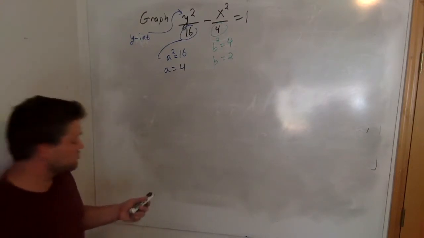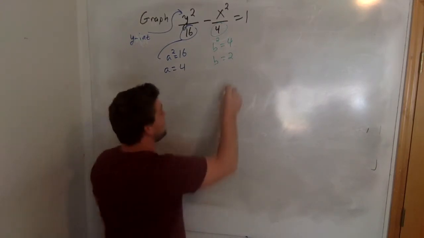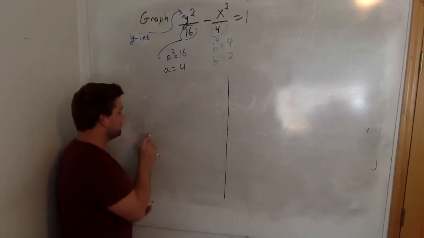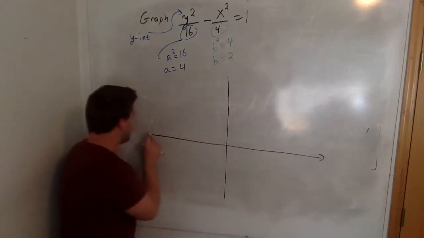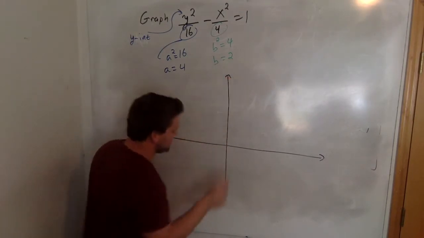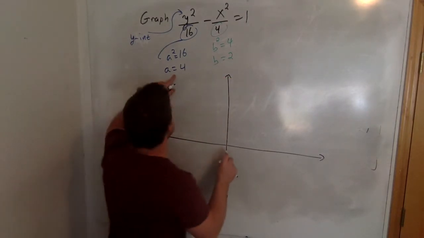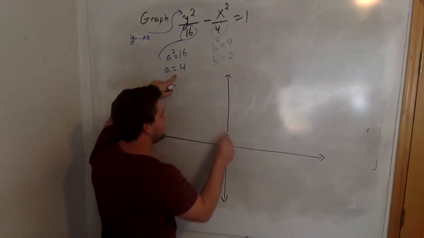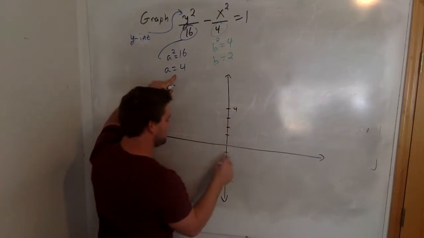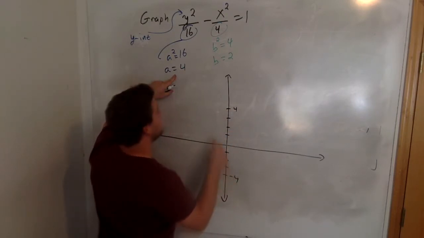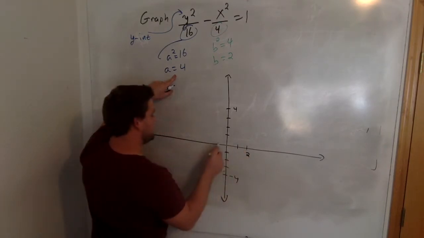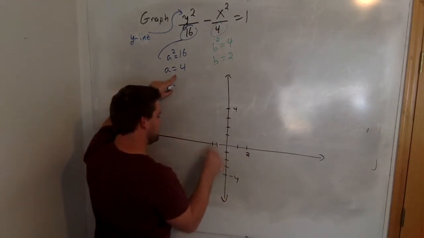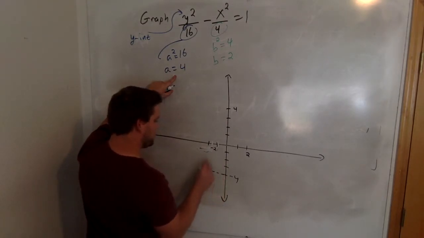Now we can sketch that central box. We'll pretty much have the general sketch of our hyperbola. Now we'll just have to label some of the key features of it. Okay, a. So in this case, this is telling me where the y-intercepts are, so I need to go up 4. And right 2 and left 2. So we'll draw our central box.